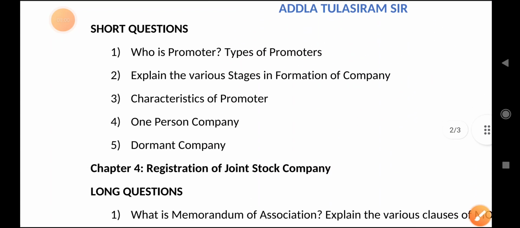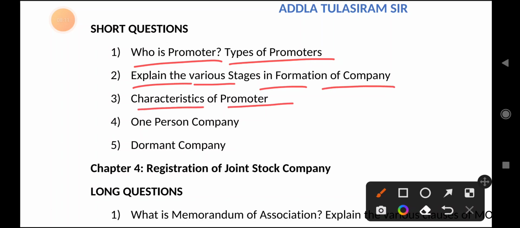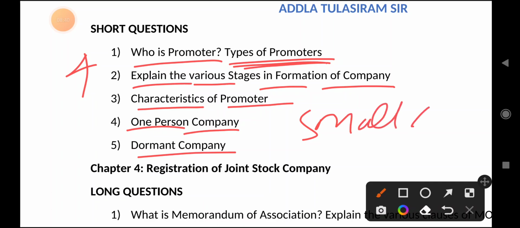Next, in this only, who is promoter, types of promoters, short question. Explain the various stages in formation of company, characteristics of promoter. See, promoter and his types of promoter, these may be asked as a short question, 4 marks question. One person company and dormant company, these come under kinds of company itself. So specifically they will ask you about this. Sometimes they may ask about small company also.